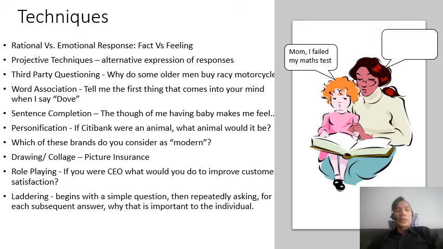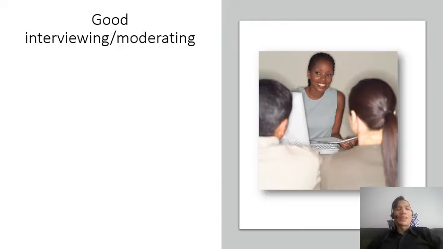You can also use the laddering technique, where it begins with a simple question and then repeatedly asking them for subsequent answers, like asking them, why is this important? Why is that important? That is interesting. Can you elaborate more on that? Also, you can use a speech bubble technique. For example, like the picture on the right here, you notice that a little girl says, Mom, I failed a maths test. What would the mom say in turn?